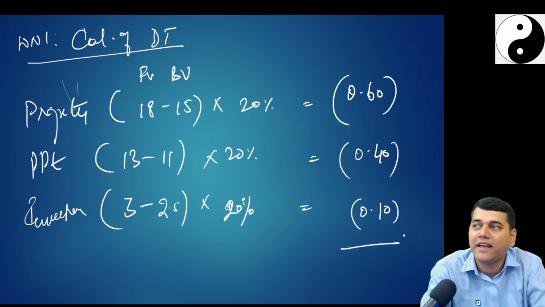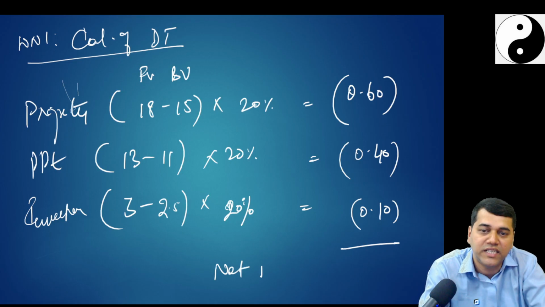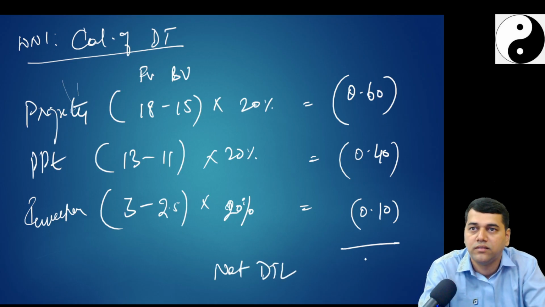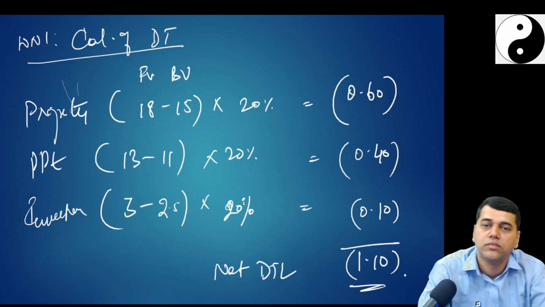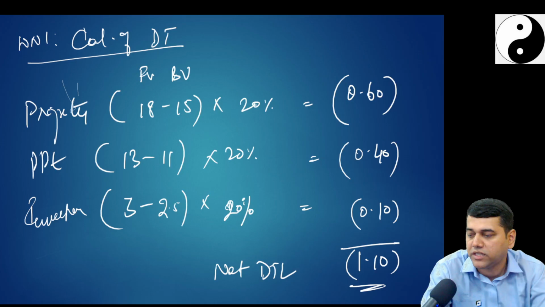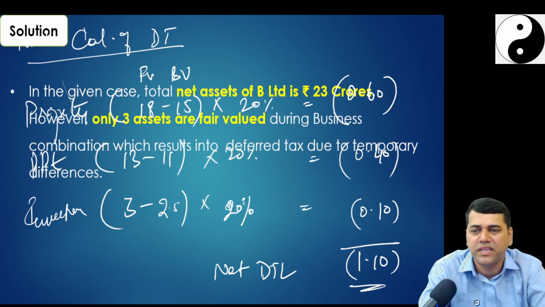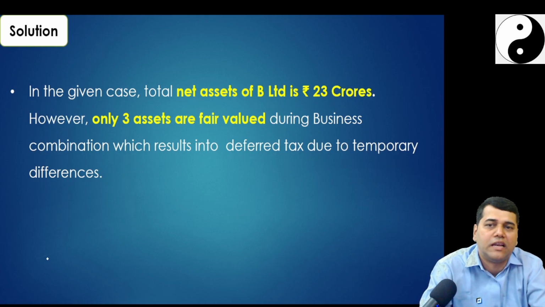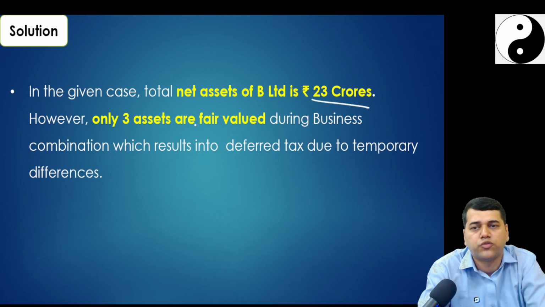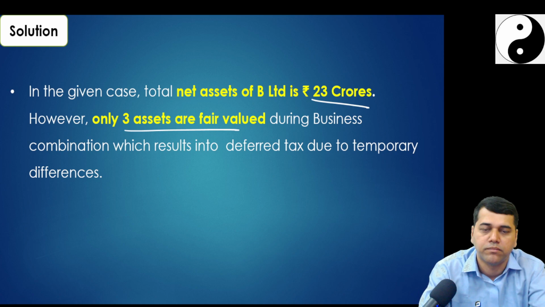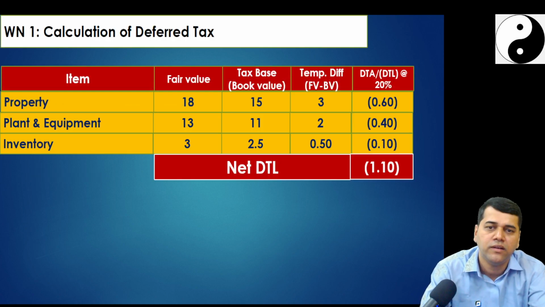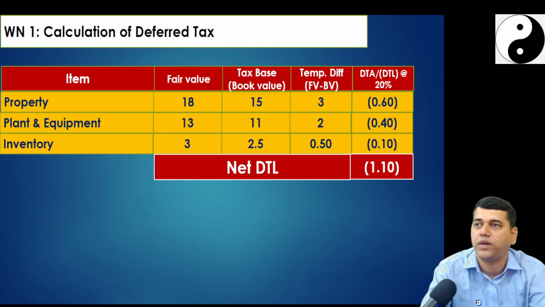Because of the fair valuation exercise, how much is the net DTL? 1.10. They asked me to calculate the deferred tax, so I said this is my deferred tax. If you want, you can write some theory, but it is not much relevant because they said calculate. Book value is 23 and only 3 assets are fair valued, because of which the temporary differences are going to come. So my deferred tax will be 1.1.